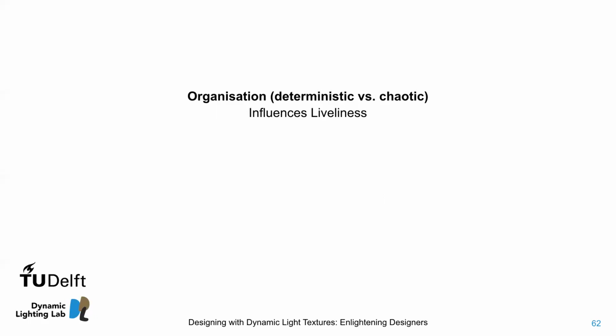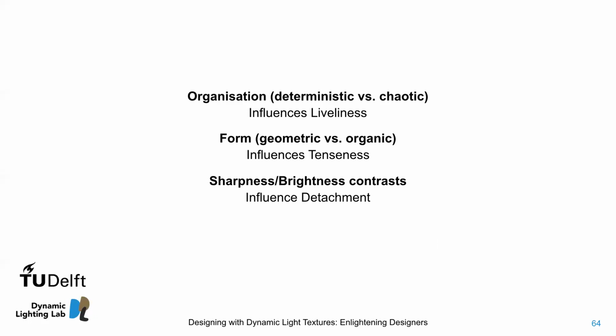Related to this, we can say that organization, the sense of deterministic or chaotic organization, influences the liveliness, or where a texture is found on the liveliness scale. The form influences the tenseness. Sharpness and brightness contrast influence detachment. And the dynamics influence all of the above.